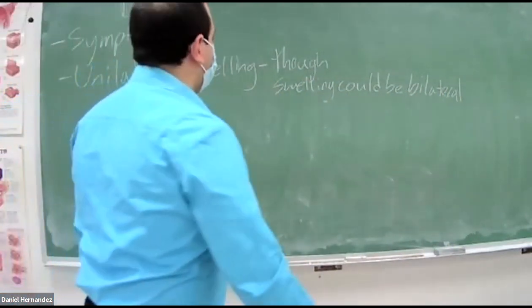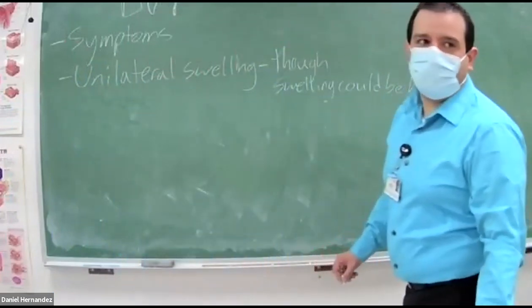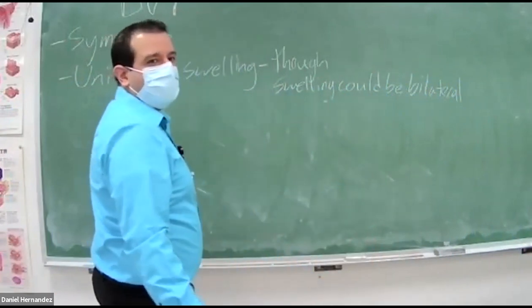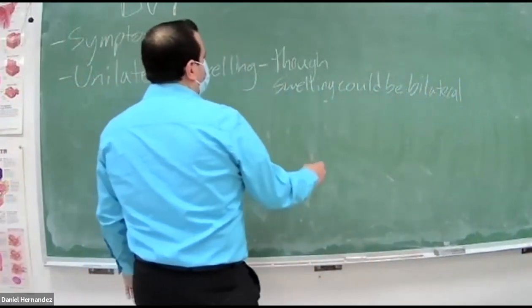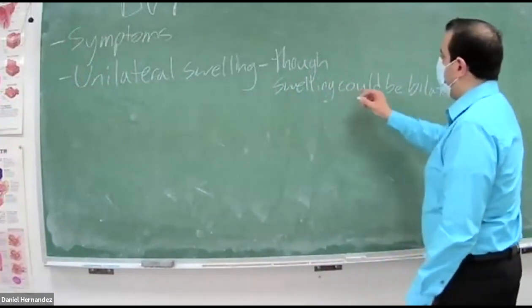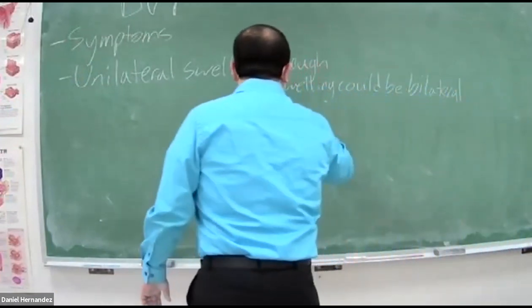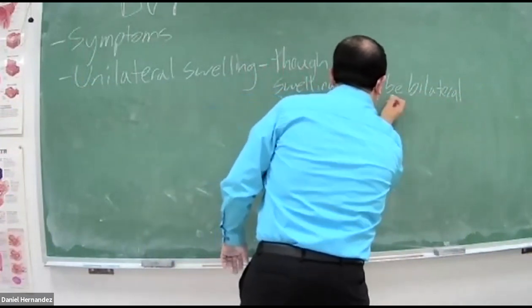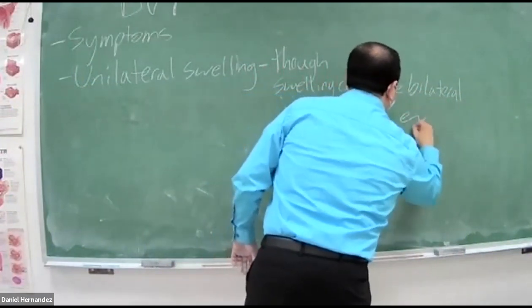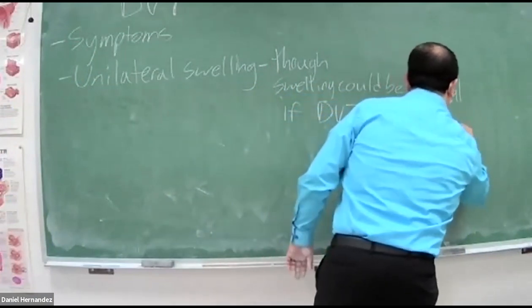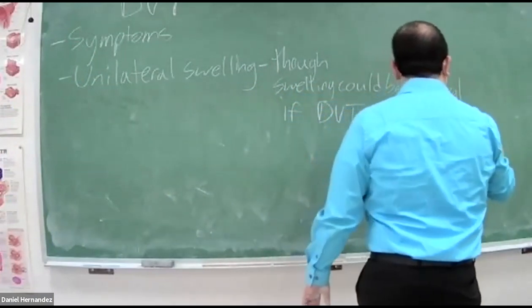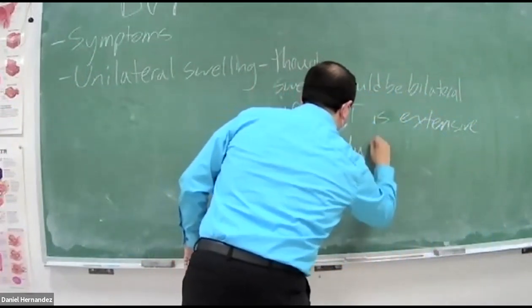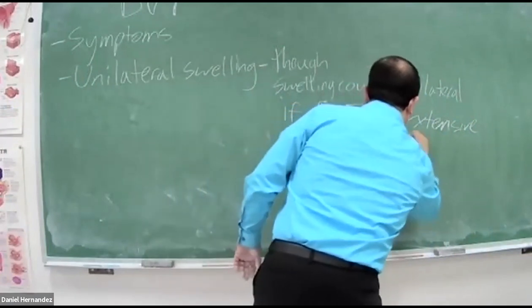But if the DVT is very extensive, particularly in the legs, and extends all the way up to the IVC, you're now blocking that blood flow in the other leg as well. So the swelling could be bilateral if the DVT is extensive, to include the IVC.